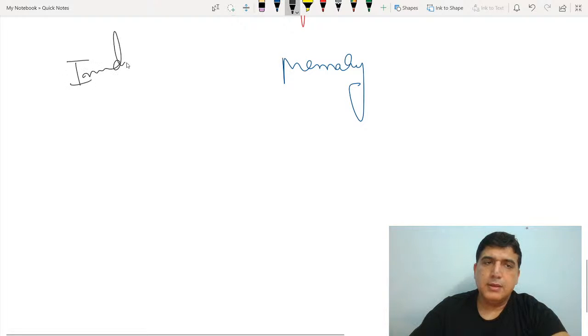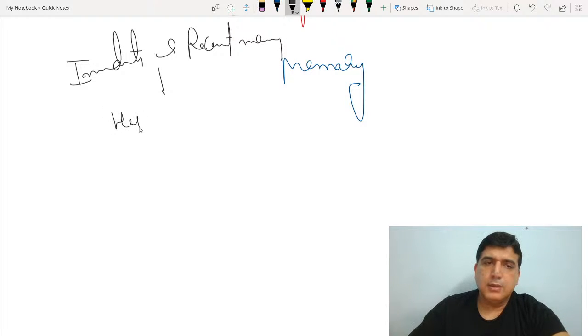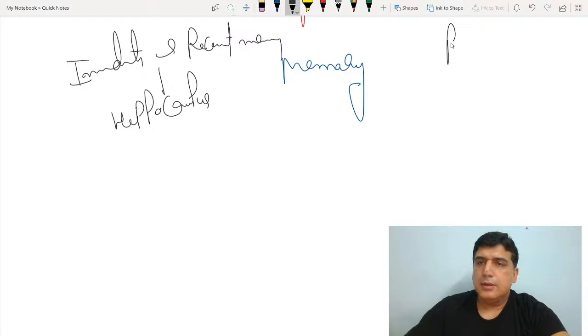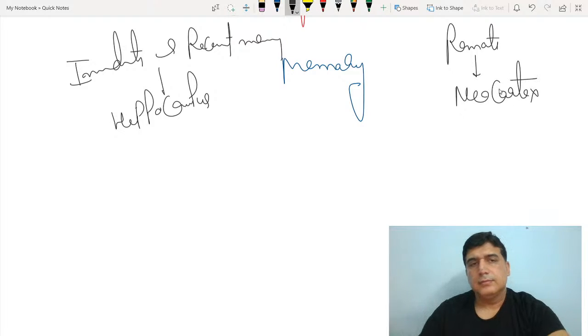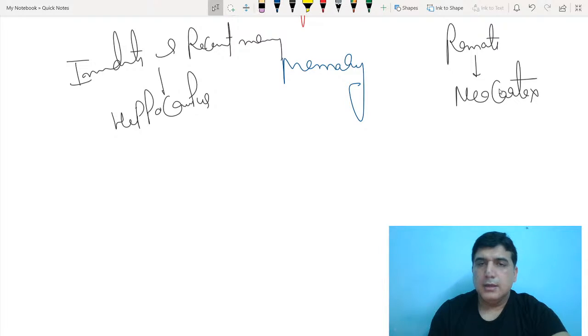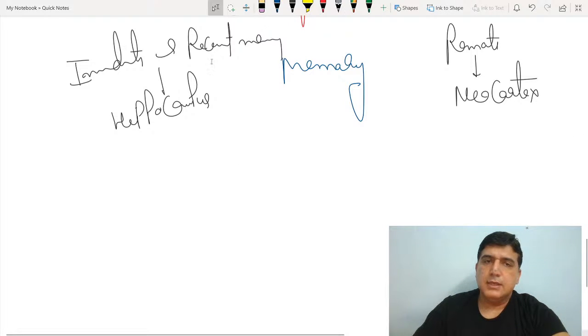Immediate and recent memory are stored in the hippocampus. Remote memory is stored in the neocortex. So immediate and recent memory is stored in the hippocampus, remote memory is stored in the neocortex. Immediate up to 3 to 5 minutes, recent up to 7 days, remote more than 7 days.